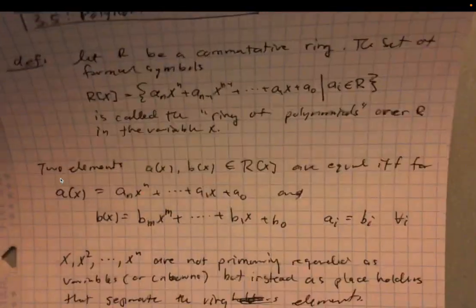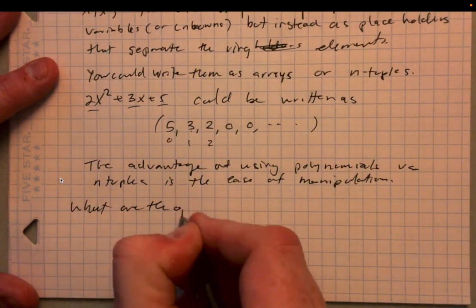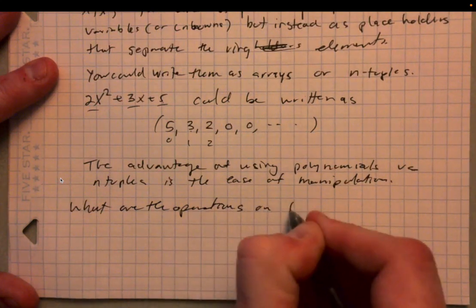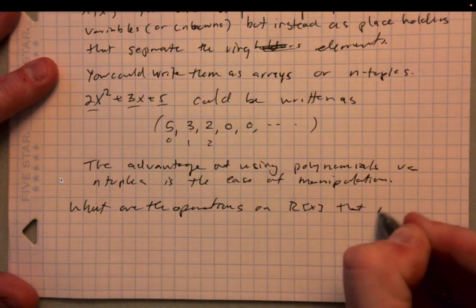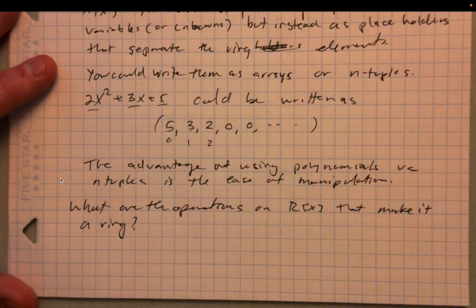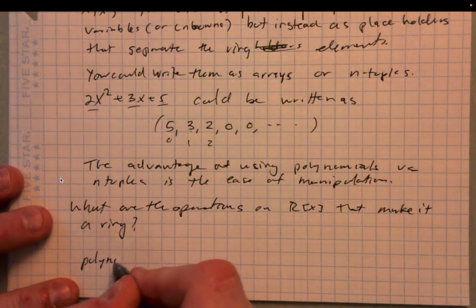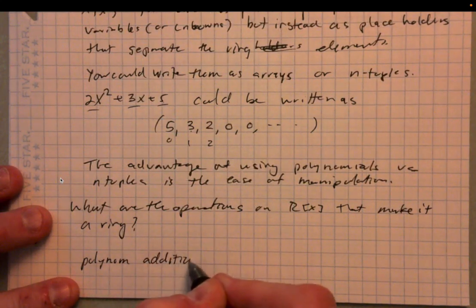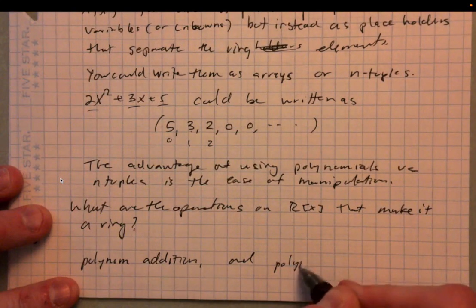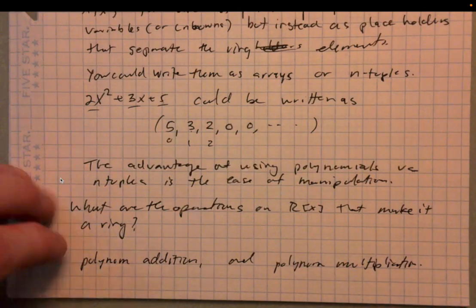Let's talk about the operations on this ring. So what are the operations on R[x] that make it a ring? Well, you're probably familiar with both of these things. There's polynomial addition and polynomial multiplication. We've seen both of these. Let's talk about it in more rigorous terms than we probably have in the past.